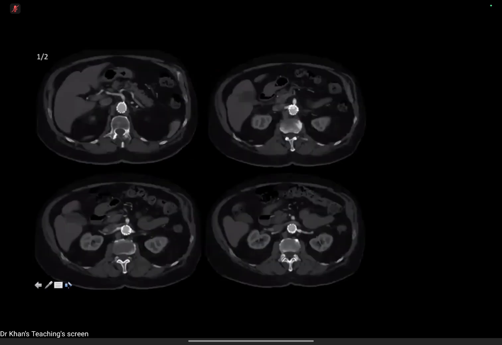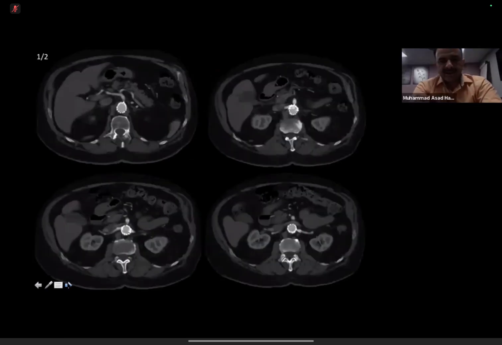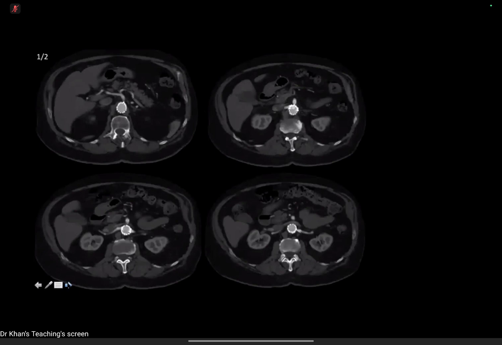So next case for you, again, I'll be showing you 2 slides to show this case. Concentrate on these slides, and I'll show you the next slides as well. Okay, these are selected images of the upper abdomen in axial CT arterial phase. The patient appears to have had endovascular repair of the abdominal aorta.